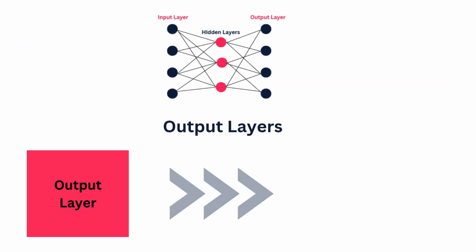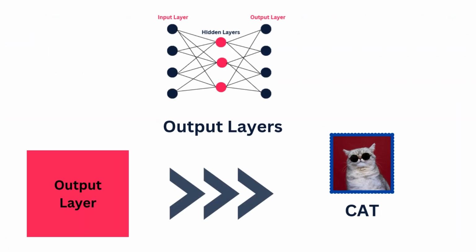Output layer. This layer gives the final result. Example: it could say, yes, this is a cat, or no, this is not a cat.